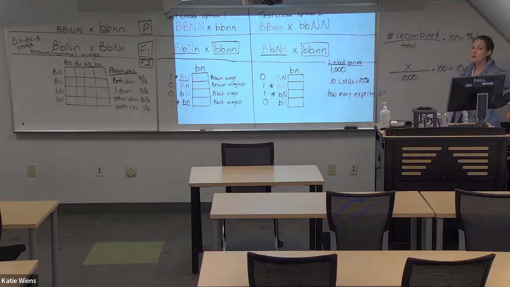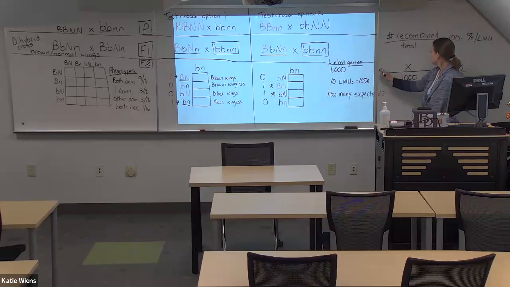All right, so now all we have to do is solve for X. When you have this one, you just divide by 100 on both sides to get rid of that. And then you're going to multiply by 1,000 to get rid of that. And that is going to give you your final number.